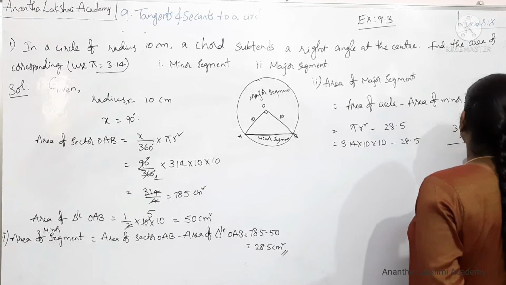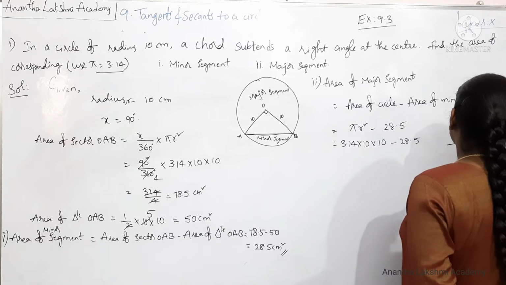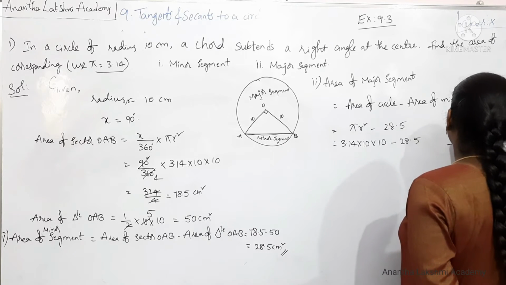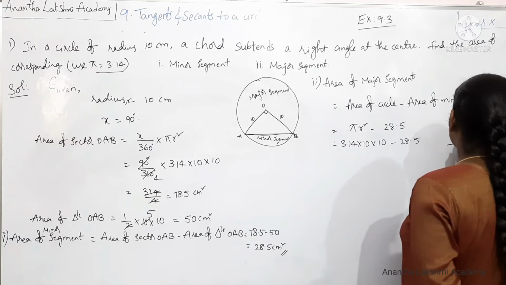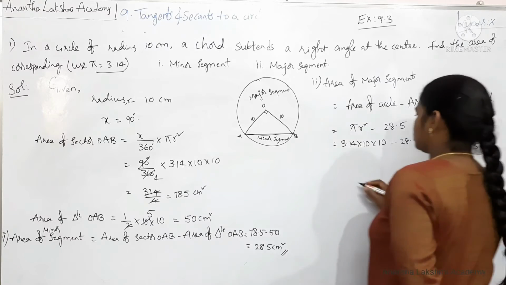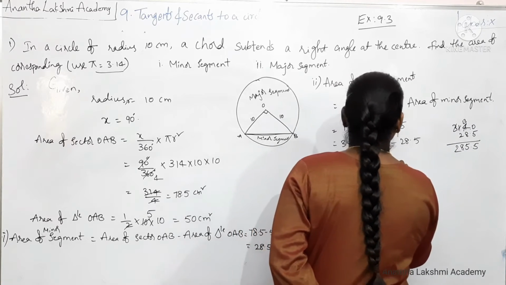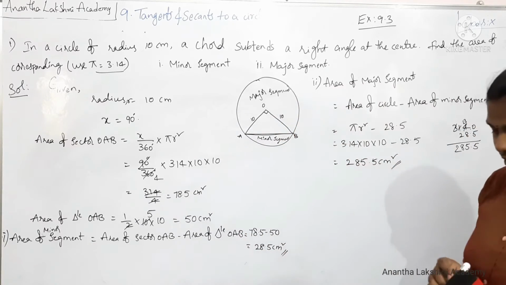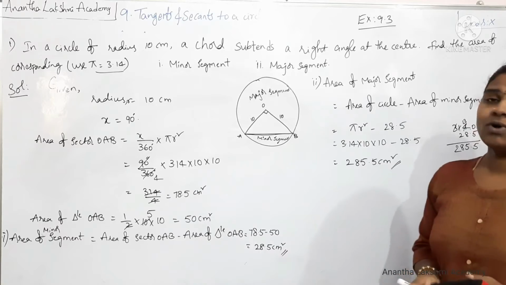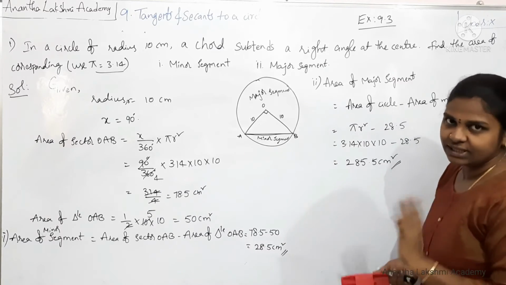10 minus 5, 5. 13 minus 8, 5. And this is like 10. 10 minus 2 is 8. And this is 2. So this is going to be 285.5 centimeter square. Alright, so that is about the very first problem of exercise 9.3. That is how we need to figure out the major and minor segment areas.